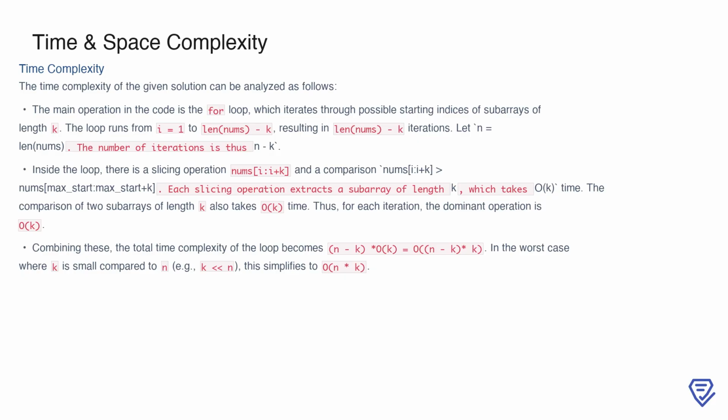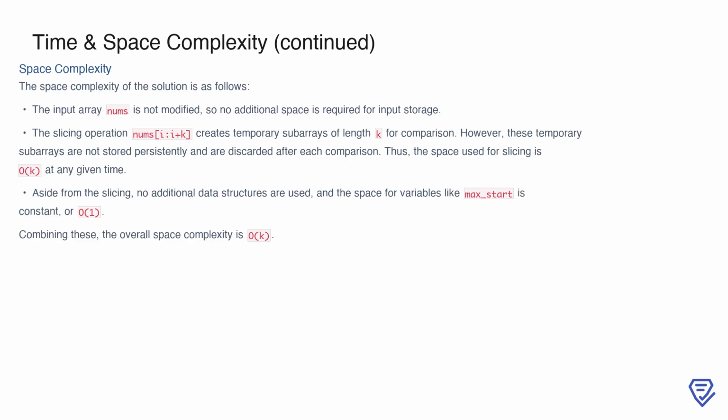Since these two operations dominate each iteration, the time complexity for one iteration is O(k). When combined over all n - k iterations, the total time complexity becomes (n - k) * O(k), which simplifies to O((n - k) * k). In the worst-case scenario, where k is much smaller than n, this is commonly expressed as O(n * k). The space complexity of the solution is relatively straightforward.